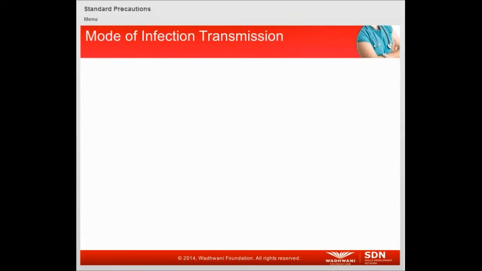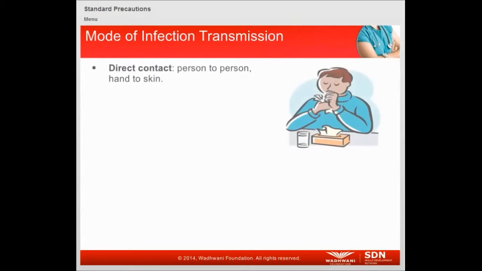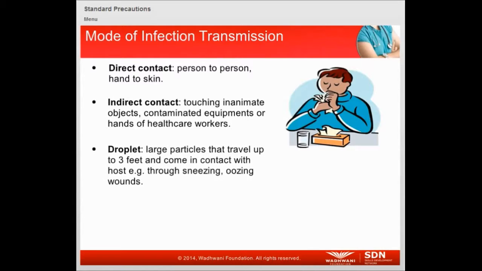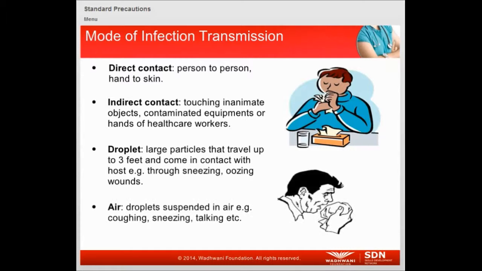Different modes of transmission of infection are direct contact, person to person, hand to skin. Indirect contact, touching inanimate objects, contaminated equipment or hands of healthcare workers. Droplet, large particles that travel up to 3 feet and come in contact with the host, for example through sneezing, oozing wounds. Air, droplets suspended in the air, for example coughing, sneezing, talking, etc.